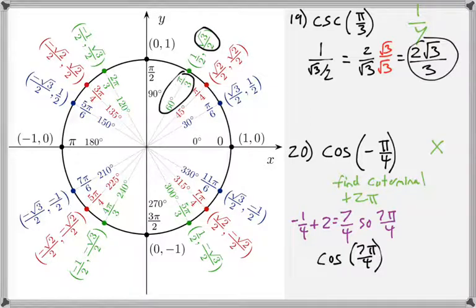So if we find the cosine of 7 pi over 4, that's the same thing as the cosine of negative pi over 4, because they're coterminal. Again, this is looking for the x-coordinate. 7 pi over 4 is right here, and the x-coordinate is square root of 2 over 2. And that's our answer.